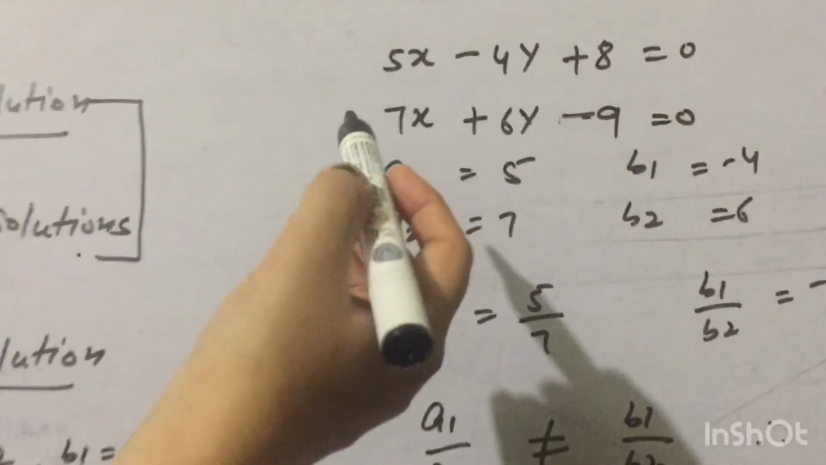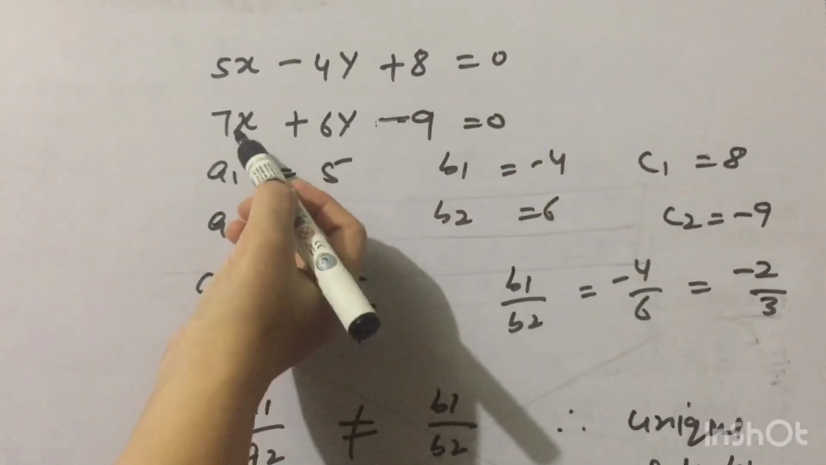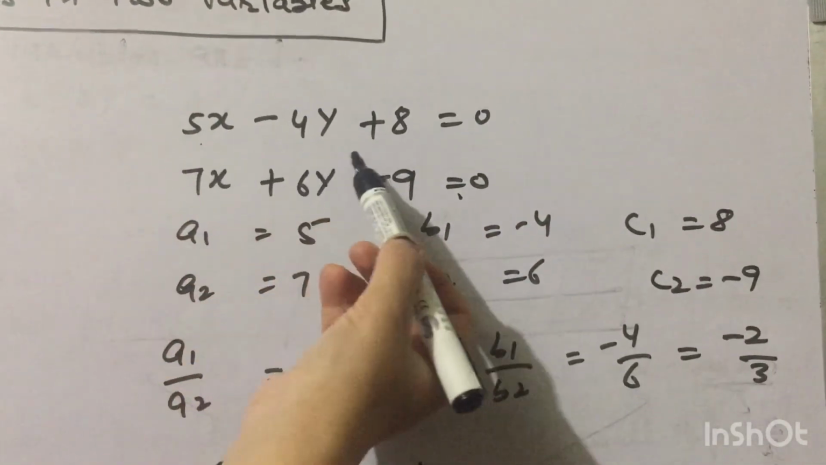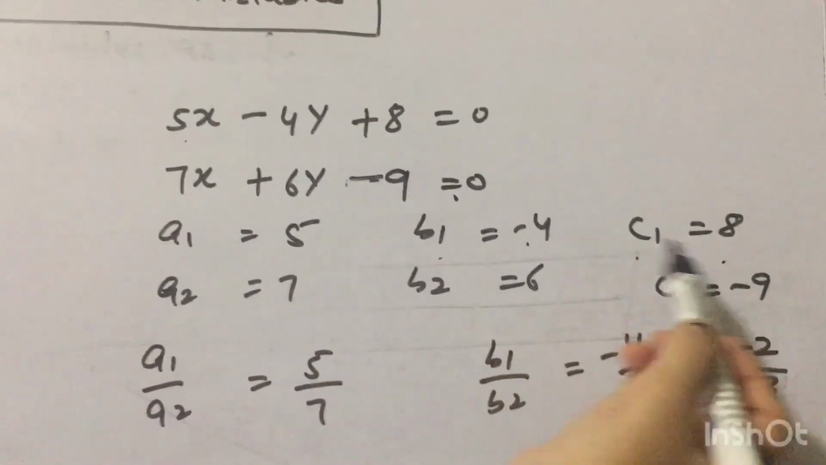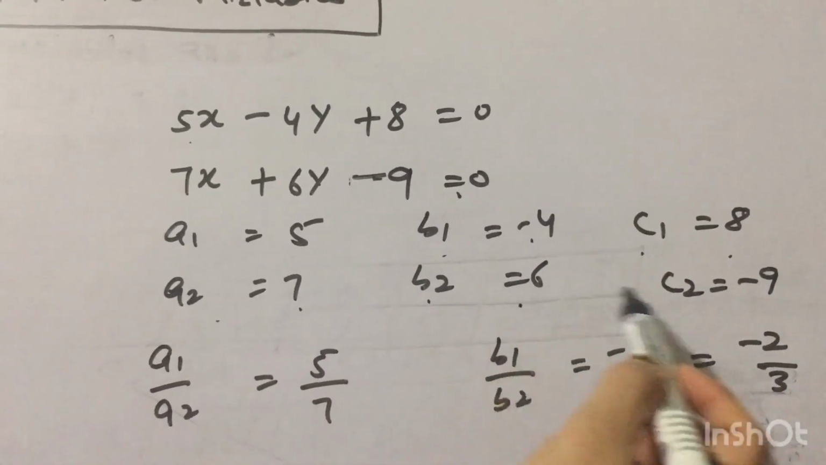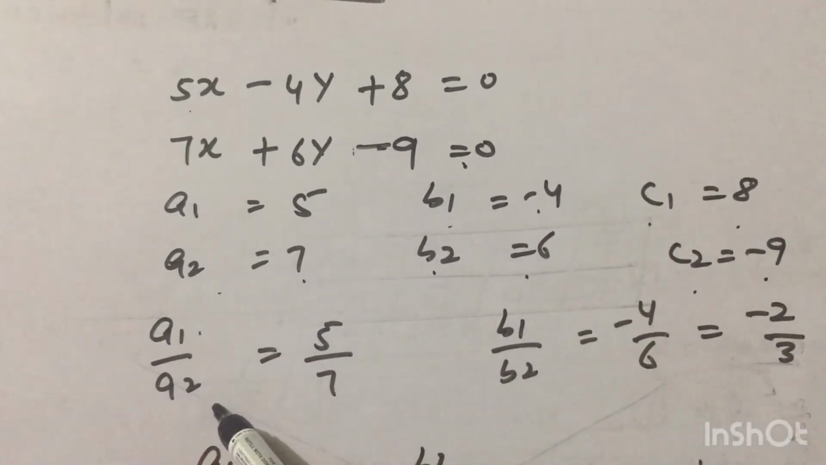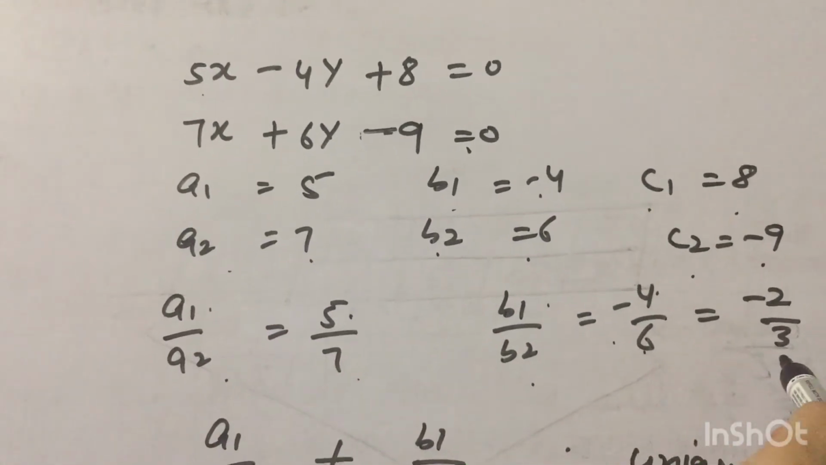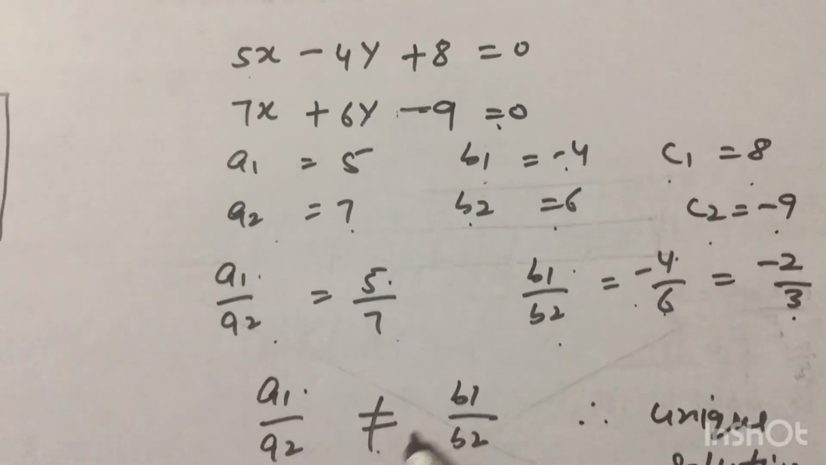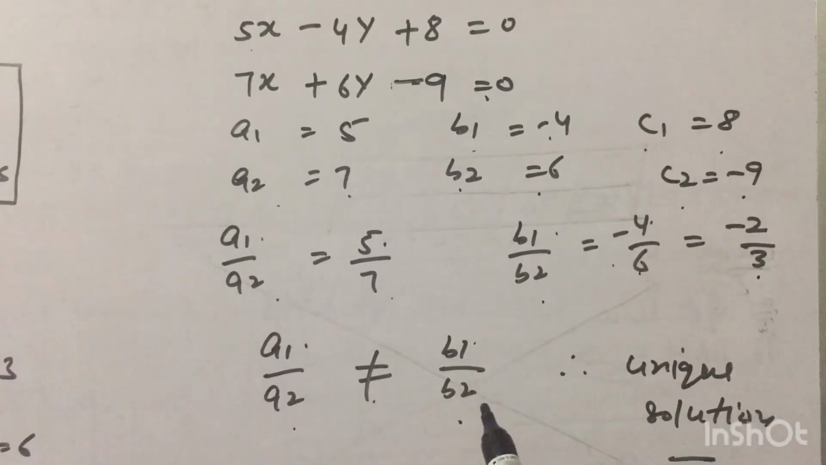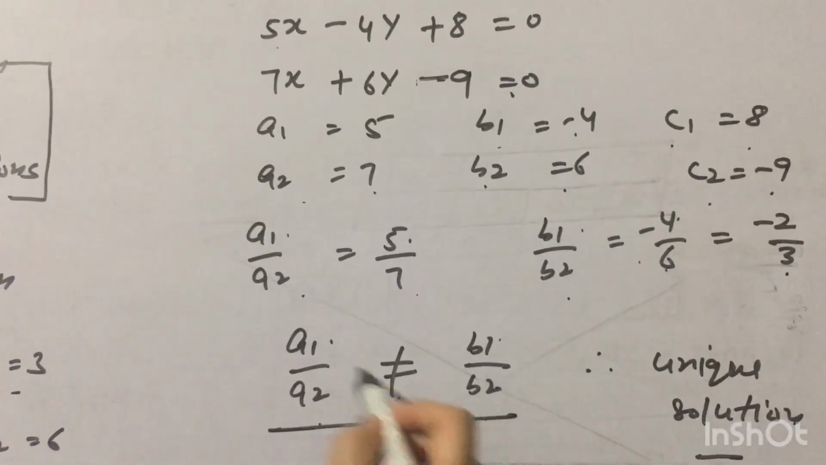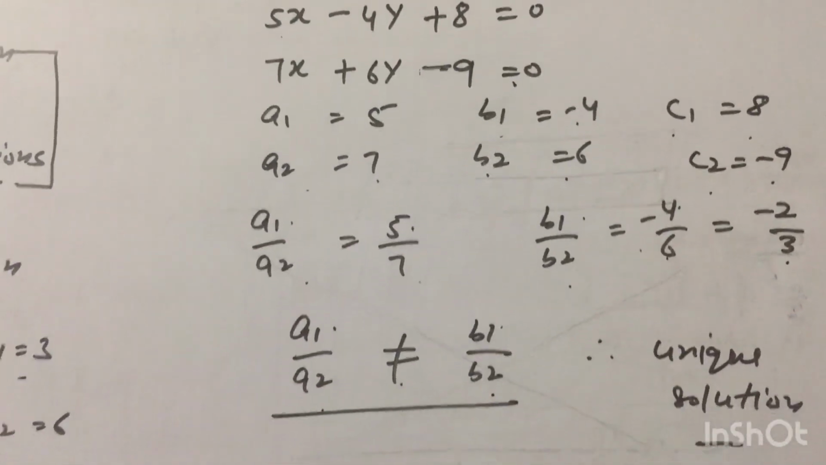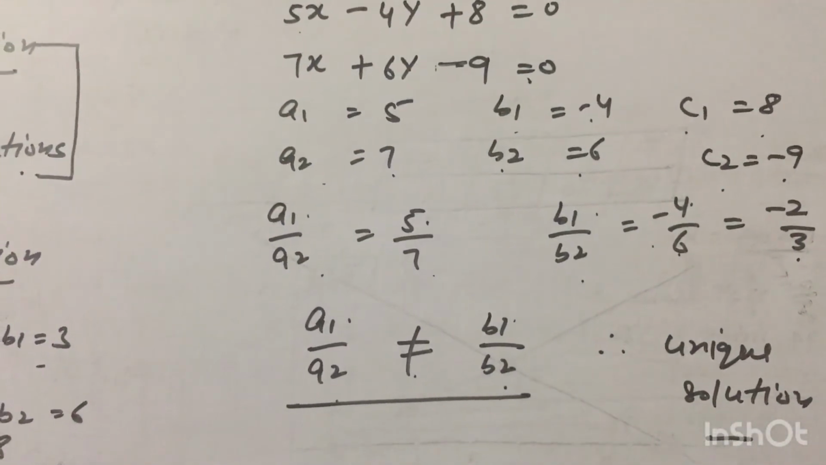Next example, 5x minus 4y plus 8 equal to 0 and 7x plus 6y minus 9 equal to 0. a1 is 5, b1 is minus 4, c1 is 8, a2 is 7, b2 is 6 and c2 is minus 9. a1 by a2 is 5 by 7, b1 by b2 equal to minus 4 by 6, cancel it, we get minus 2 by 3. So a1 by a2 is not equal to b1 by b2. We need not find c1 by c2, because if a1 by a2 is not equal to b1 by b2, then there is a unique solution. Only one solution we can find here for x and y.